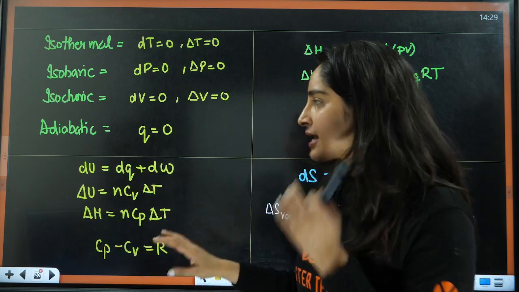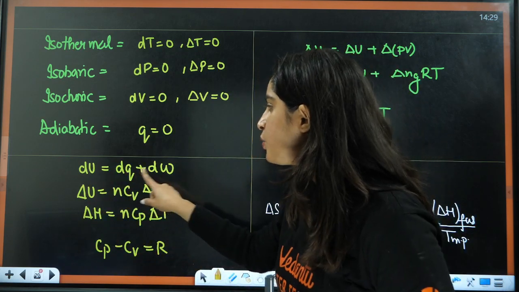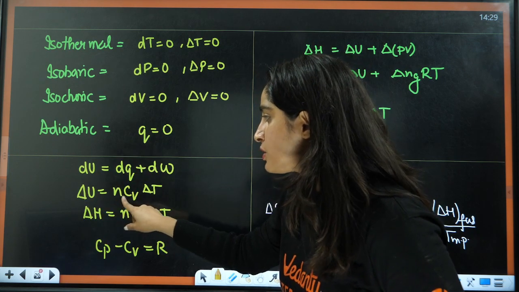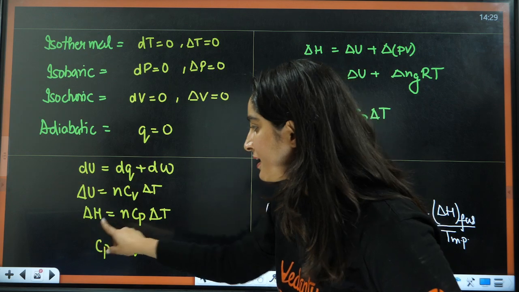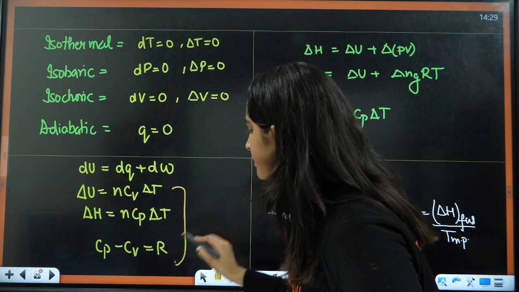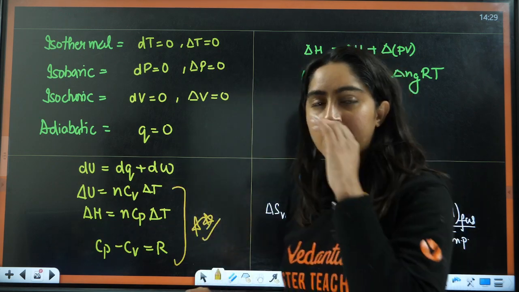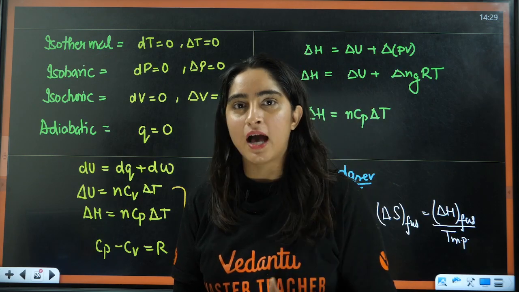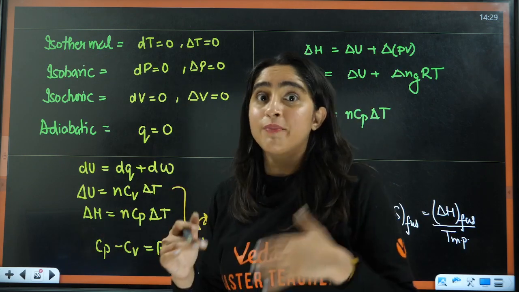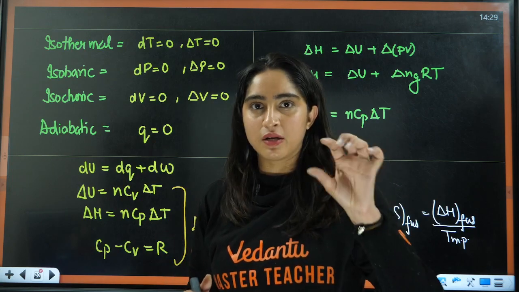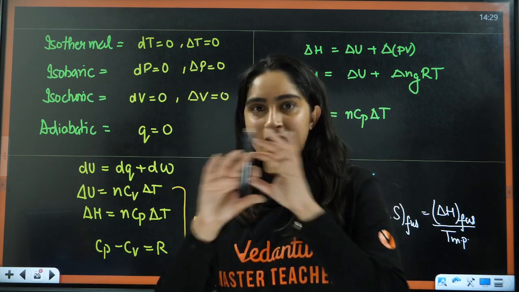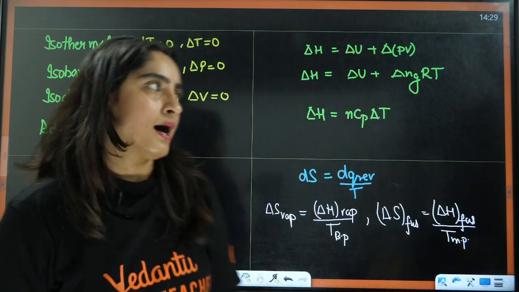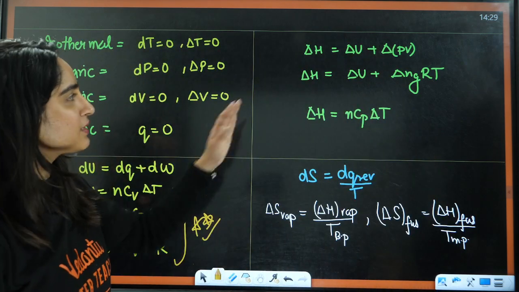So the formulas here are: internal energy dU equals dQ plus dW, this is the first law. Also delta U equals nCv delta T, delta H equals nCp delta T. Very important, these three are very important equations. Usually in thermodynamics, questions will be asked directly from the equations, not even numerical, just directly the equation, right? So this is Cp minus Cv equals R. R is nothing but the gas constant.